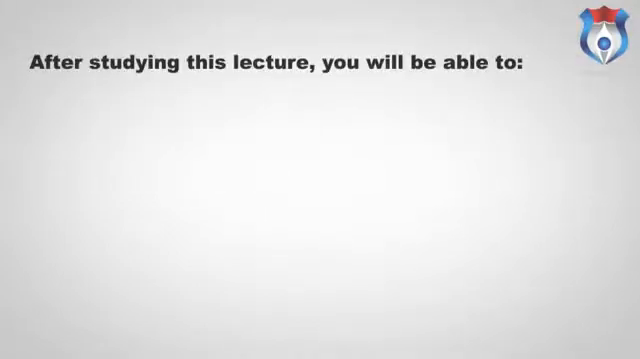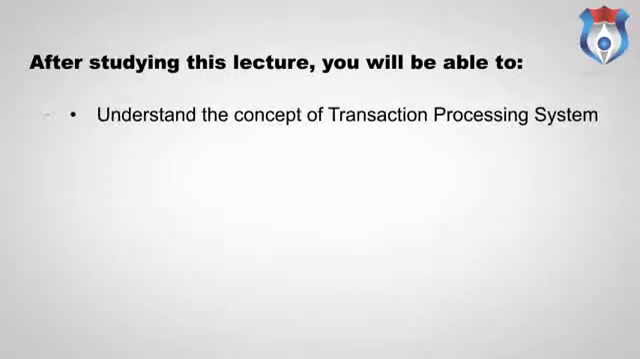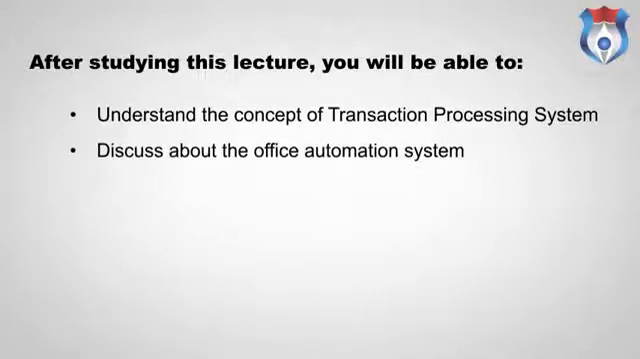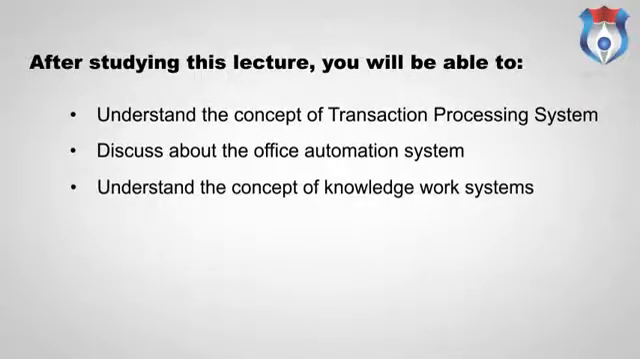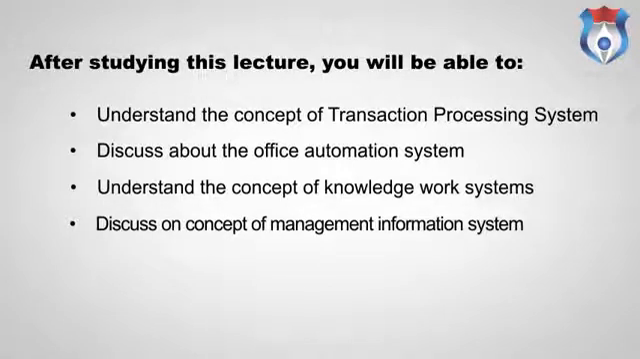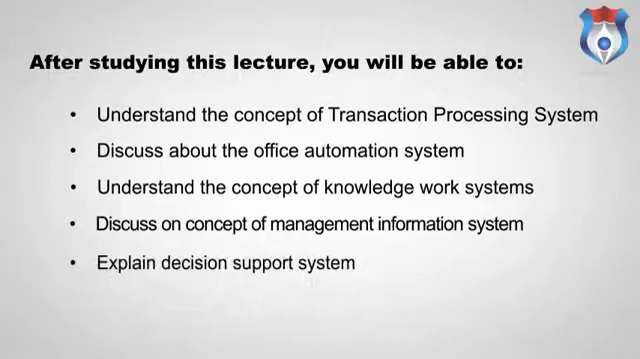Hello student, welcome to the lecture on types of information system, and after this lecture we will be able to learn the following objectives. Understand the concept of transaction processing system, discuss about the office automation system, understand the concept of knowledge work systems, discuss on concept of management information system, and explain decision support system.